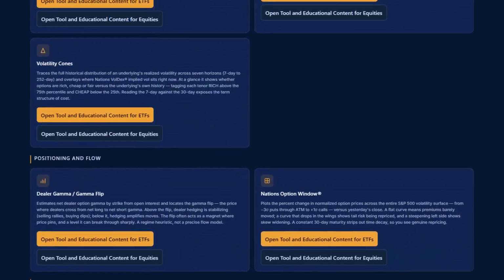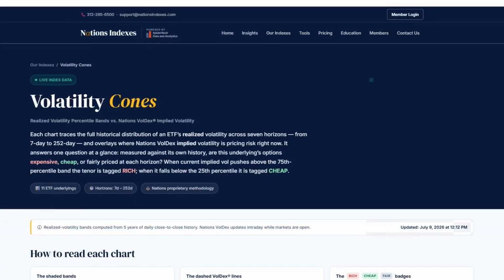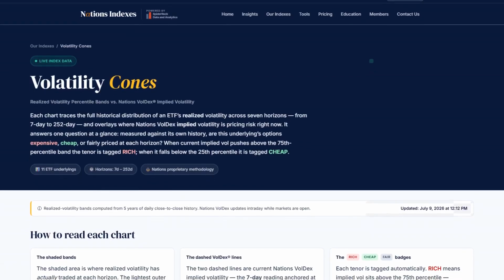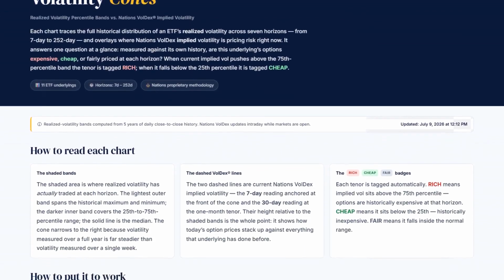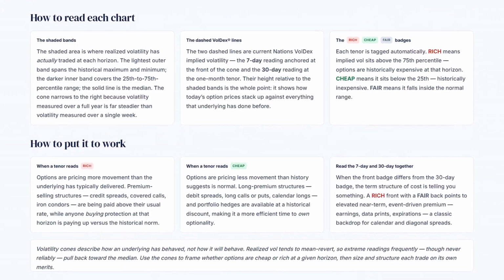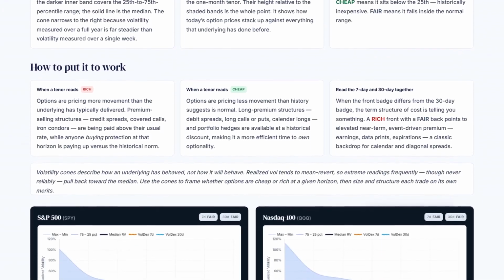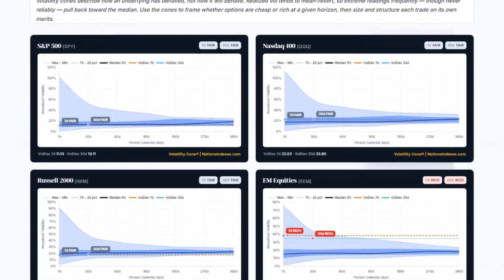Nations volatility cones show where today's implied volatility sits against the full history of realized volatility across 7 horizons. Options tagged rich are candidates for selling premium. Cheap flags the moments to own optionality. It's the fastest sanity check before any options trade. And like all our index tools, it can help you identify trade ideas, and that can make you a better trader.